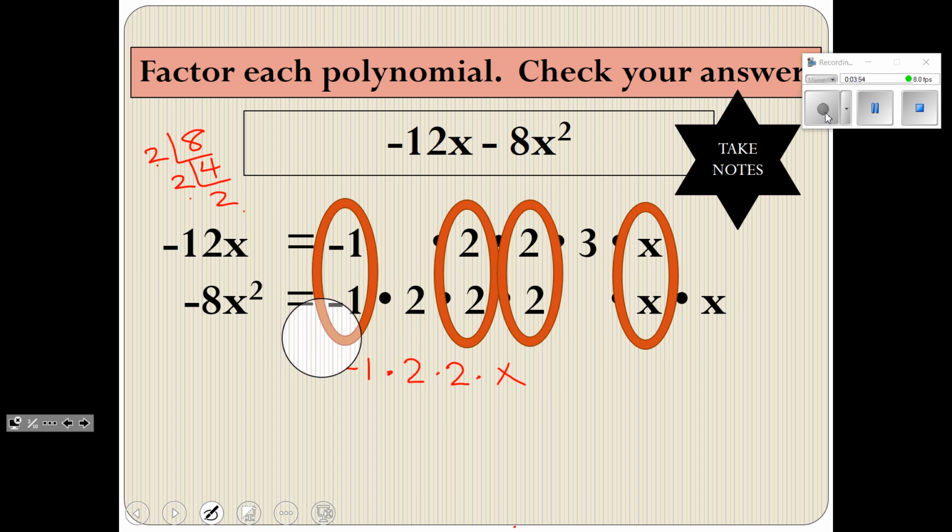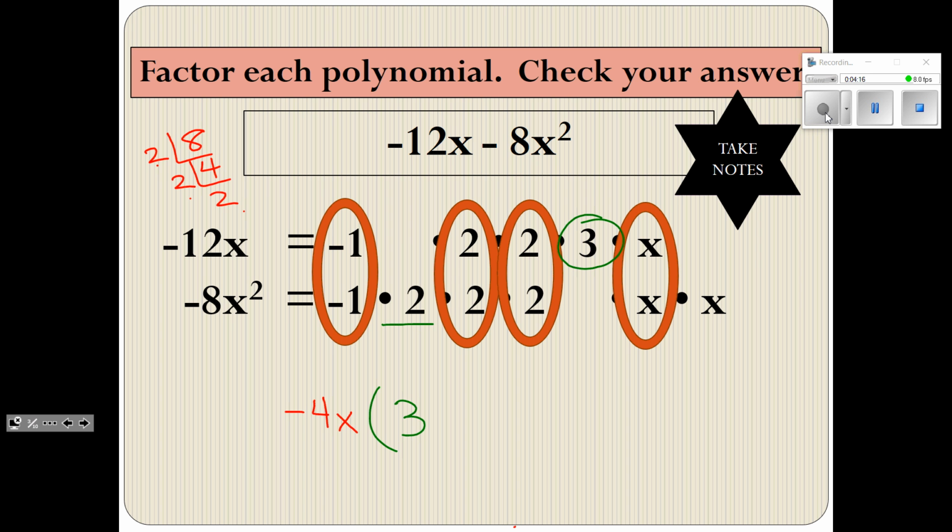And now I'm going to multiply them together, and that would be a negative 4x. That's how we find the greatest common factor. Now, if you look at each monomial to see what is left, you will notice that with the first one, all that's left is a 3. So inside our parentheses for our binomial, the first term would just be 3. What's left for the second one is a 2 and an x, so that would be plus 2x.